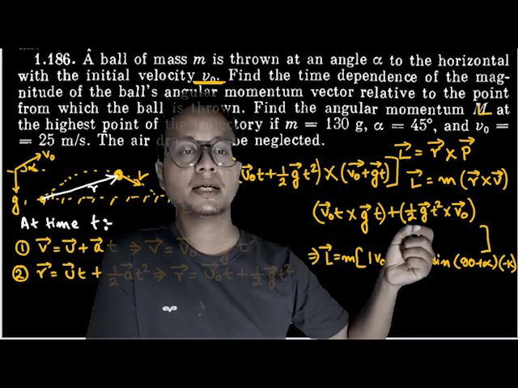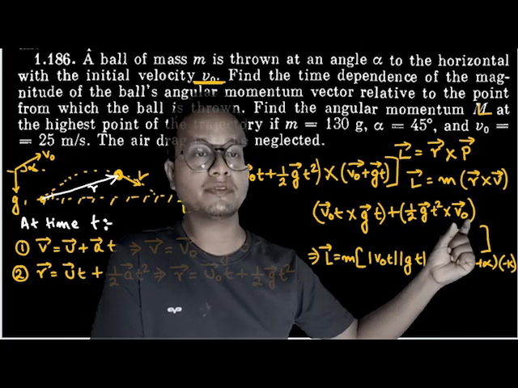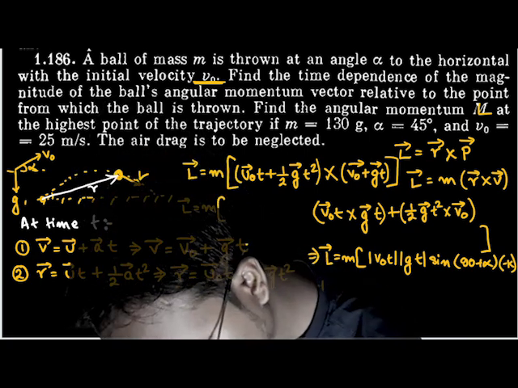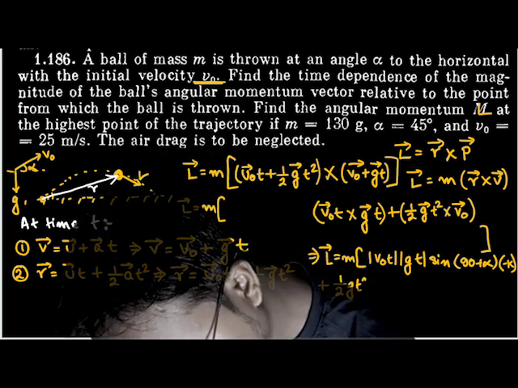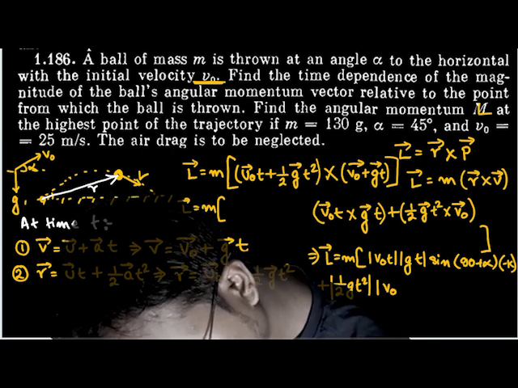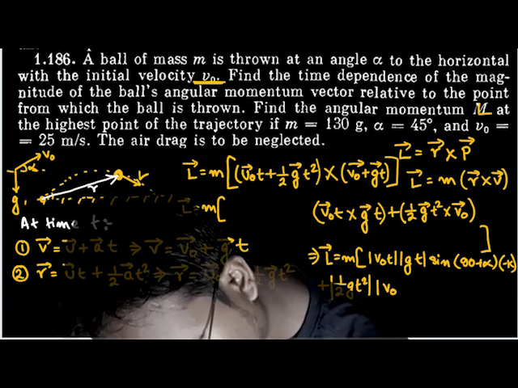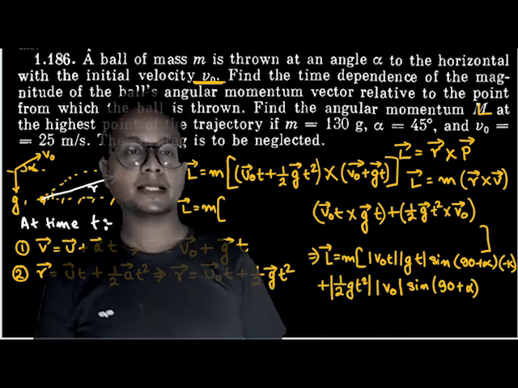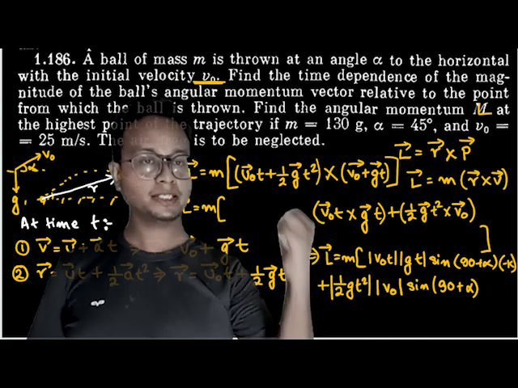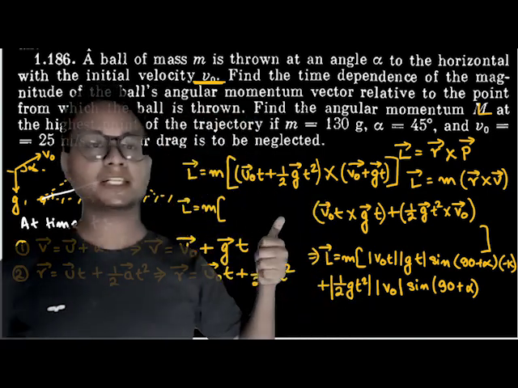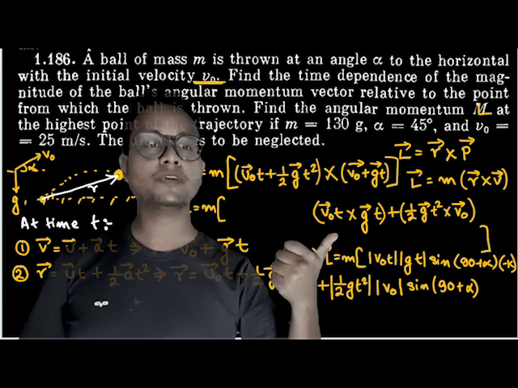Now let's take this term. This term is nothing but magnitude of this vector into magnitude of this vector into sine of angle between these two vectors. So plus half gt square into v naught, into sine of angle between first vector and second vector. And the direction of this vector is in this direction. Understood? You can also use the right hand three finger rule. See, first vector, while using these vectors, v naught cross g.